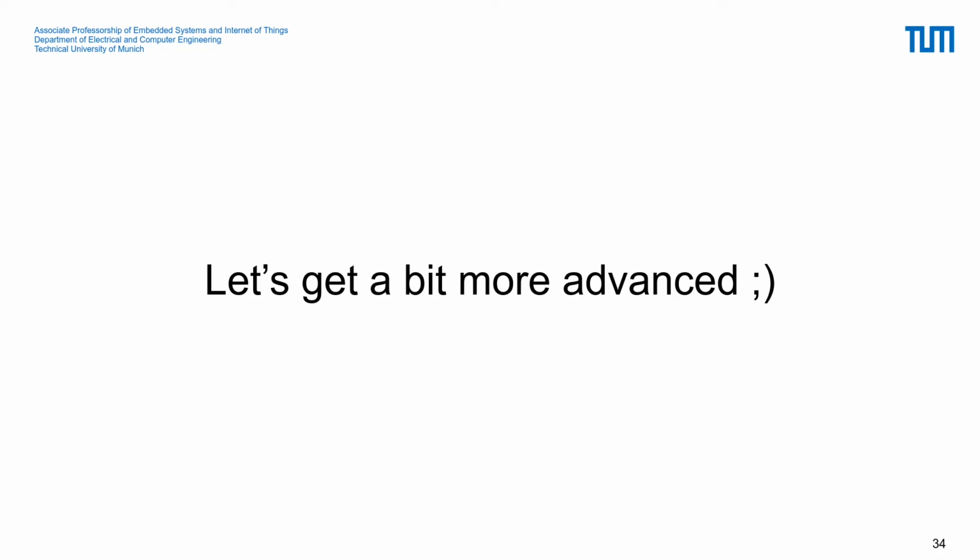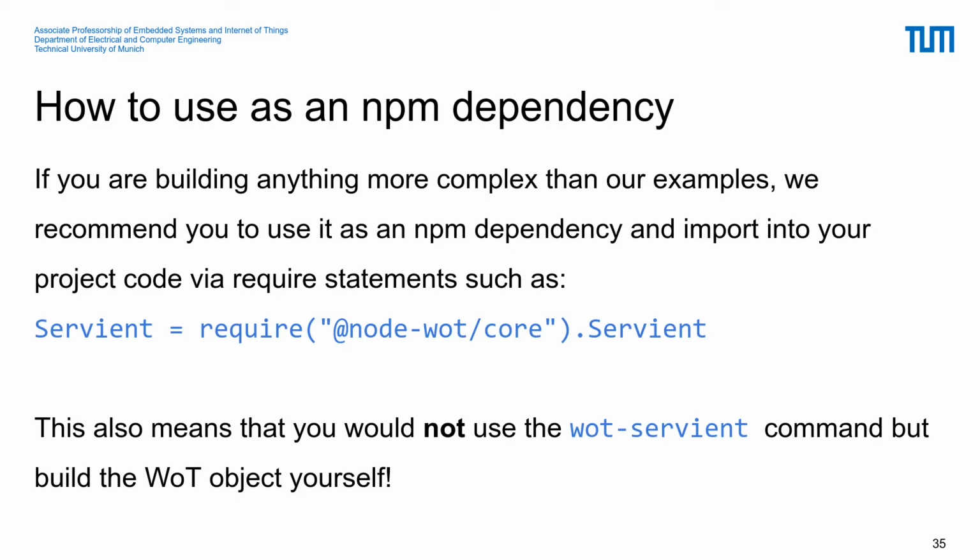Now let's get a bit more advanced. We won't do anything crazy, but we will show some more advanced uses of node-wot. Most importantly, you should be able to use node-wot as an npm dependency. If you're building anything more complex than our examples, we totally recommend using it as an npm dependency and importing it into your project code via require statements, such as this one. This means that you should not use the wot-servient command, but you must build the WoT object yourself.